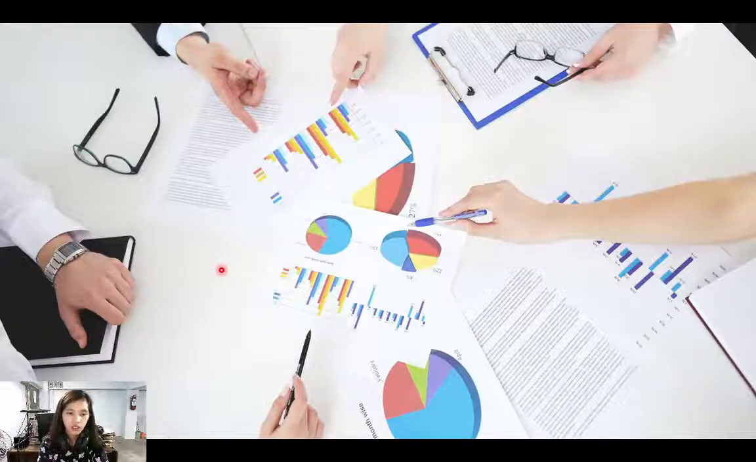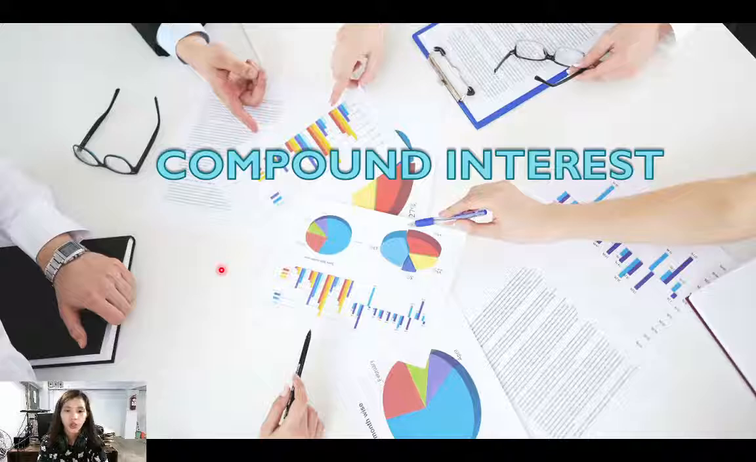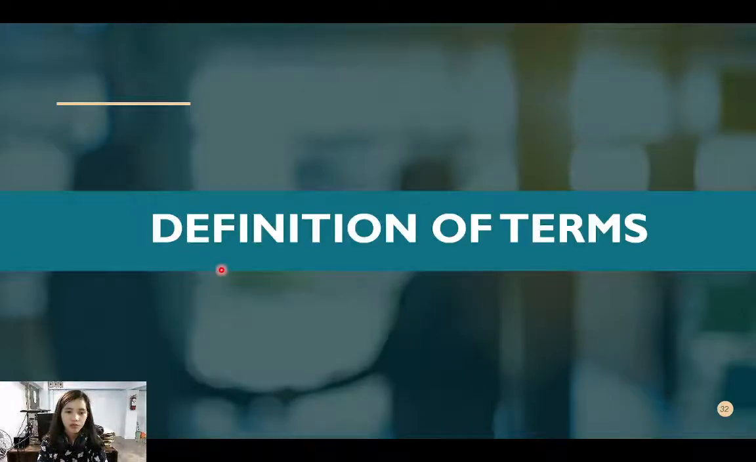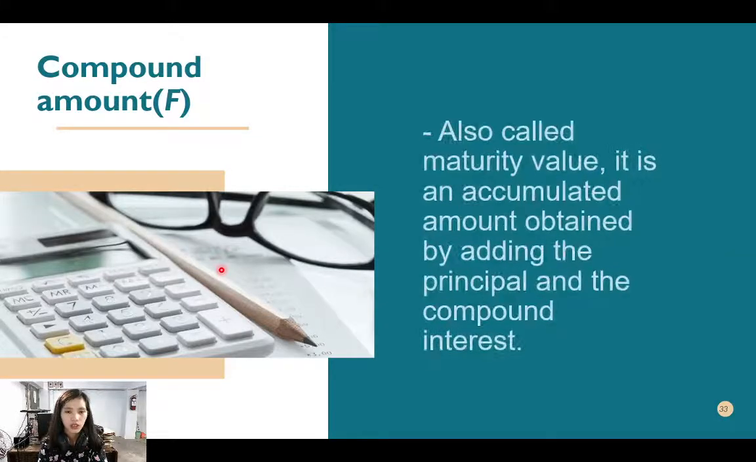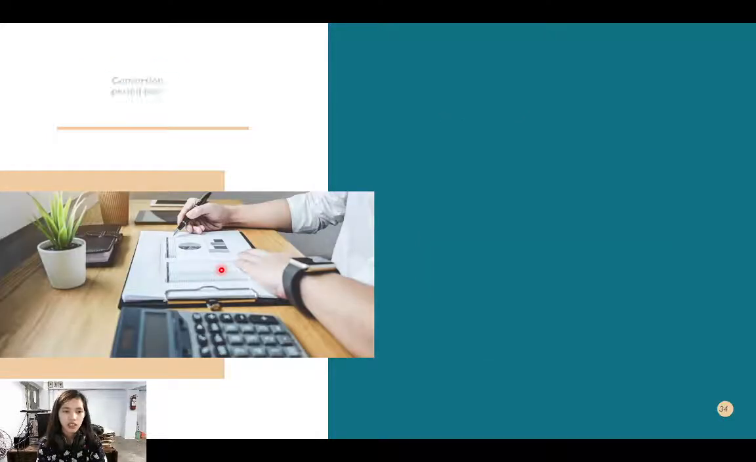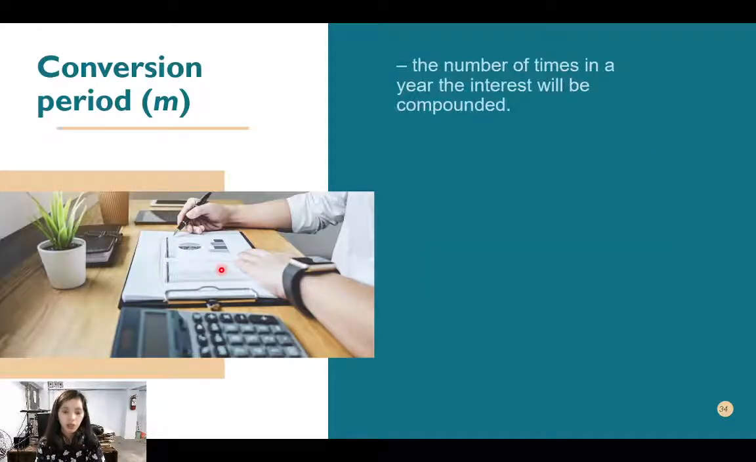Okay, let's proceed. For moving on, let's proceed for the compound interest. Okay, let's have the definition of terms. Compound amount is also called maturity value. It is an accumulated amount obtained by adding the principal and the compound interest. Yan. Parang yung utang mo na may interest na simple interest na lalagyan pa ng isa pang interest. So, conversion period. Ano nga ba ang conversion period? It is the number of times in a year the interest will be compounded.